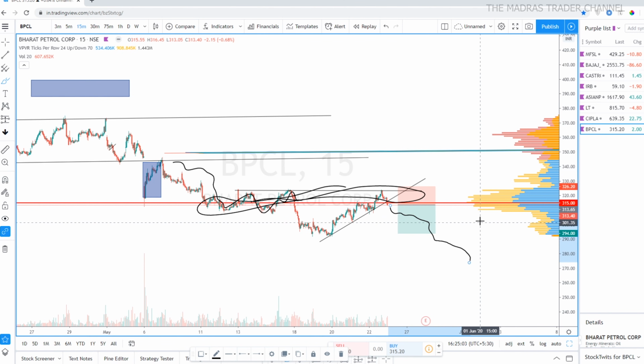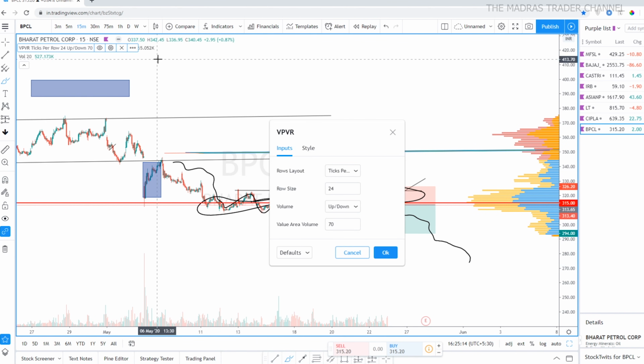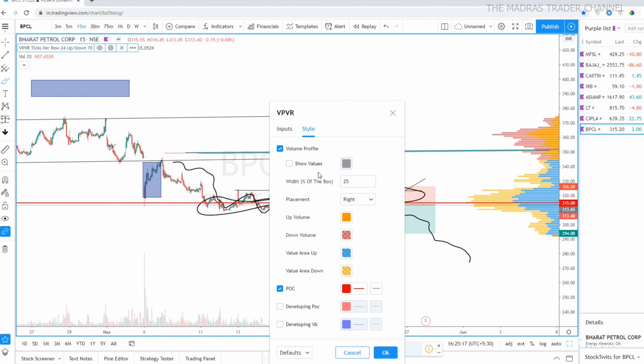And the reason why I am not explaining more concepts about volume profile is that there are many other terms like developing point of control, naked point of control, developing value area. Probably I'll explain that in the next video, because I don't want to explain everything in one video because it can be confusing. Backtest what I've told you. In the next video I'll explain those things, session volumes and naked points of control.